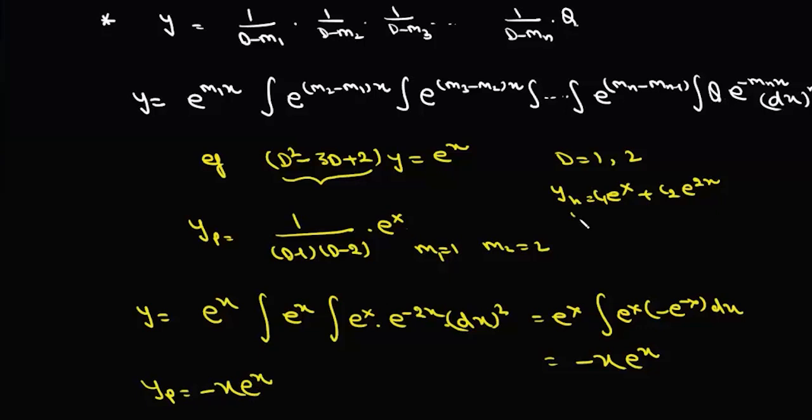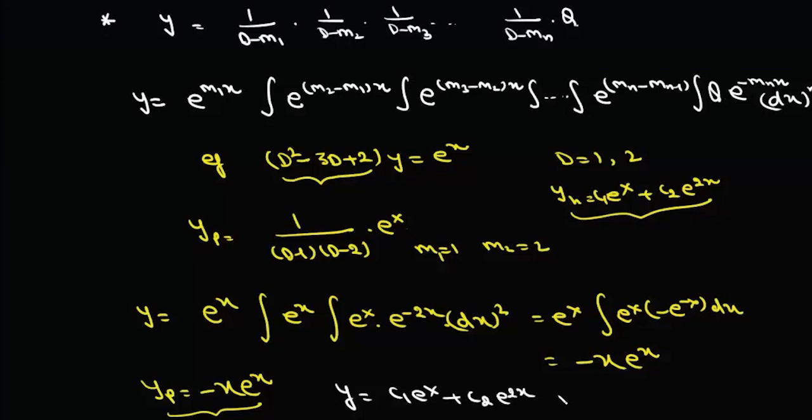So in this case yp is simply minus x into e to the power x. So we have yh and we also have yp. So we can write its solution as c1 e to the power x plus c2 e to the power 2x minus x into e to the power x.